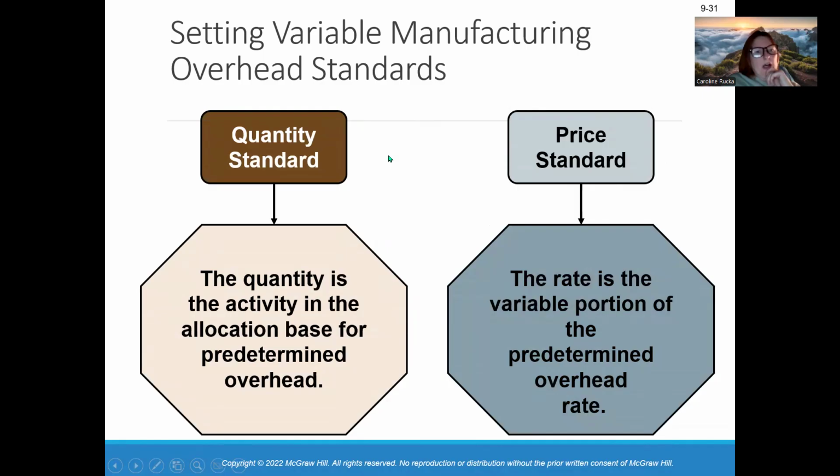So we have a quantity standard. This quantity is the activity in the allocation base for the predetermined overhead. And then our price standard is the rate. This rate is the variable proportion of the predetermined overhead rate.